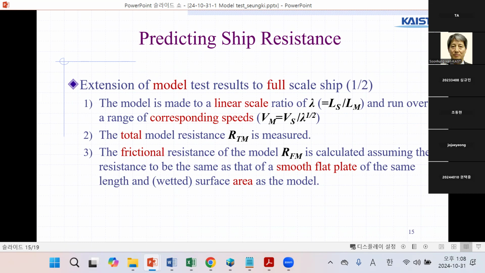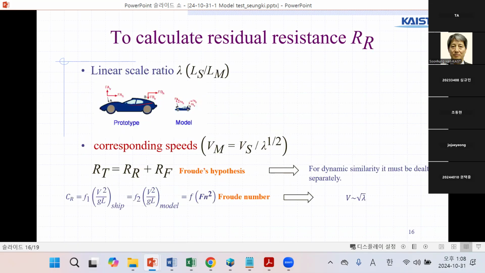First, we have to make a smaller model. So the model is made to a linear scale of lambda and run over a range of corresponding speeds. To explain in more detail, the linear scale ratio lambda is defined as the length ratio of ship to model ship. So we can see it has a linear relationship, but corresponding speed is not linear.